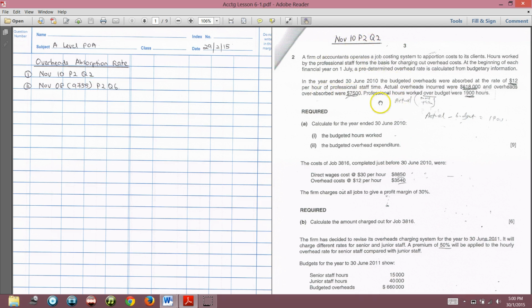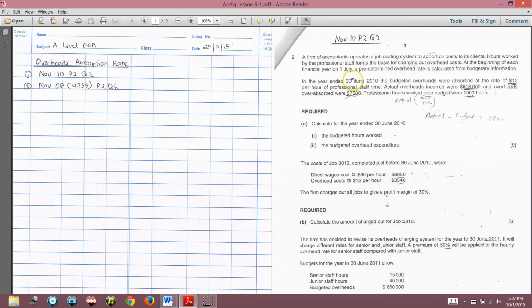A lot of students cannot answer this question. Now read this question carefully. A firm of accountants operates a job costing system to apportion cost to its client. Hours worked by the professional staff form the basis of charging out overheads. You see, in the previous video, I said that normally overhead is apportioned according to machine hours. But in this case, they are saying that hours worked by professional staff form the basis of charging out overheads. Okay, so now you may have an idea what they are talking about.